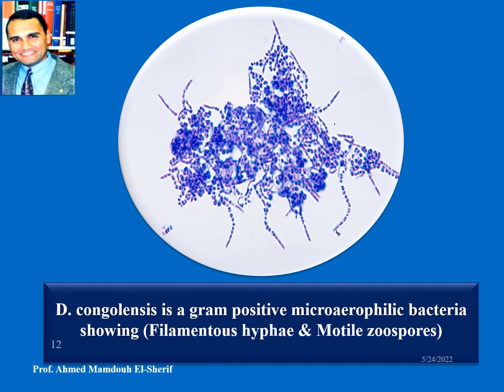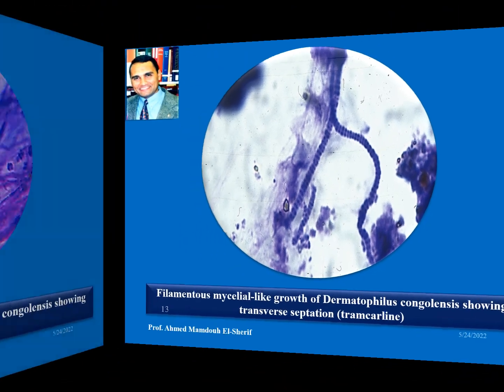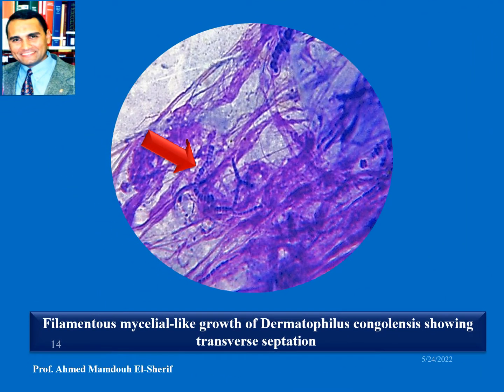Dermatophilus congolensis under the microscope appears, as in this slide, as a gram-positive microaerophilic bacterium showing filamentous hyphae and motile zoospores. Filamentous mycelial-like growth of Dermatophilus congolensis showing transverse separation, or tram-car line, as appears in this slide.